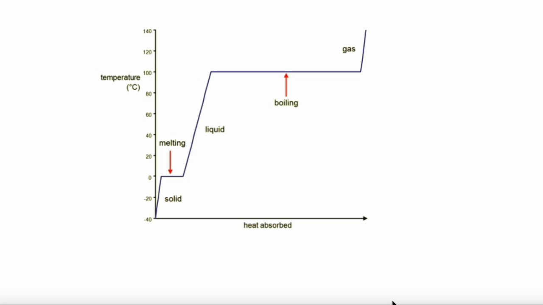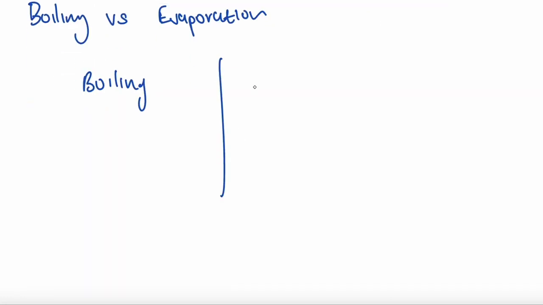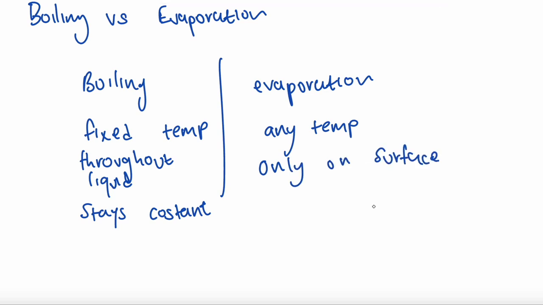Let's talk about thermal physics. This is a heat curve. When talking about boiling versus evaporation, boiling is at a fixed temperature throughout the liquid and stays constant. Evaporation is at any temperature, only on the surface, and causes a cooling effect.